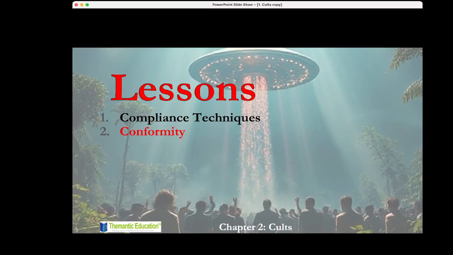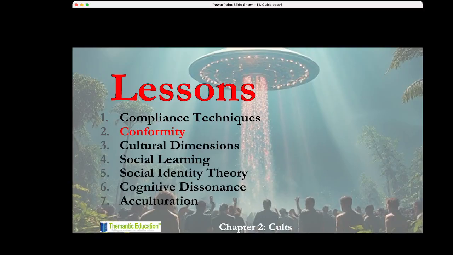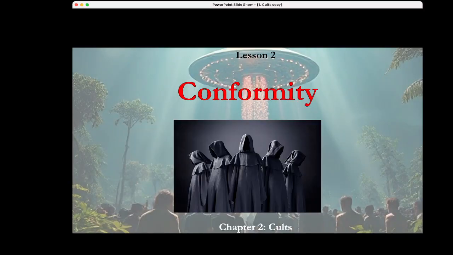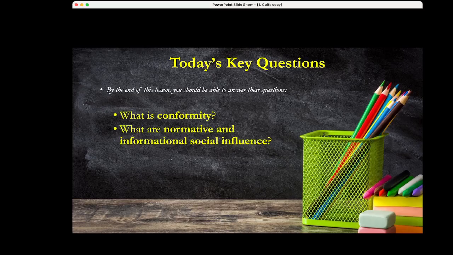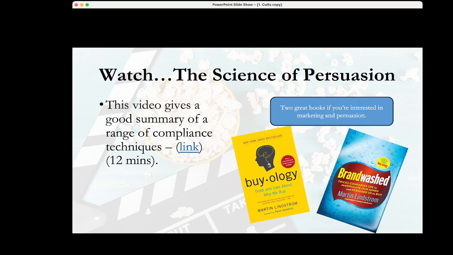Alright, second lesson, now we get into conformity in our unit on cults. Brief summary of the lesson plan here. We're looking at normative and informational social influence. It's really not given a lot of guidance on what we need to teach about conformity, so I think it's good to explain why it happens.